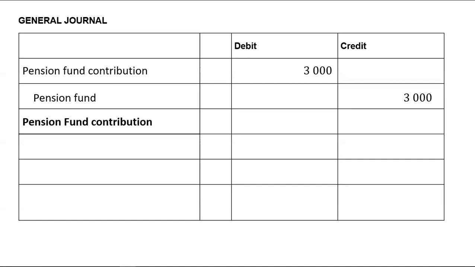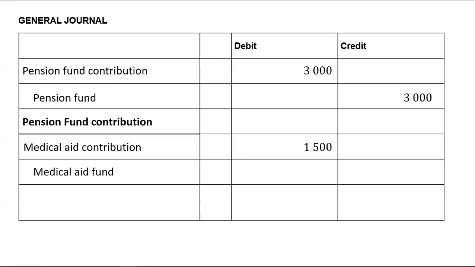We also contributed 1,500 for medical aid, so we are going to debit medical aid contribution. Again, this is an expense. On top of what we pay Mr. Nguni, we need to contribute an extra amount, which is 1,500 in this case. Have we paid this 1,500 to the medical aid fund? Have we paid it to Discovery? Have we paid it to GEMS? Have we paid it to MediHealth? The answer is no. Since we haven't paid it yet, we are going to credit the liability, which is medical aid fund.